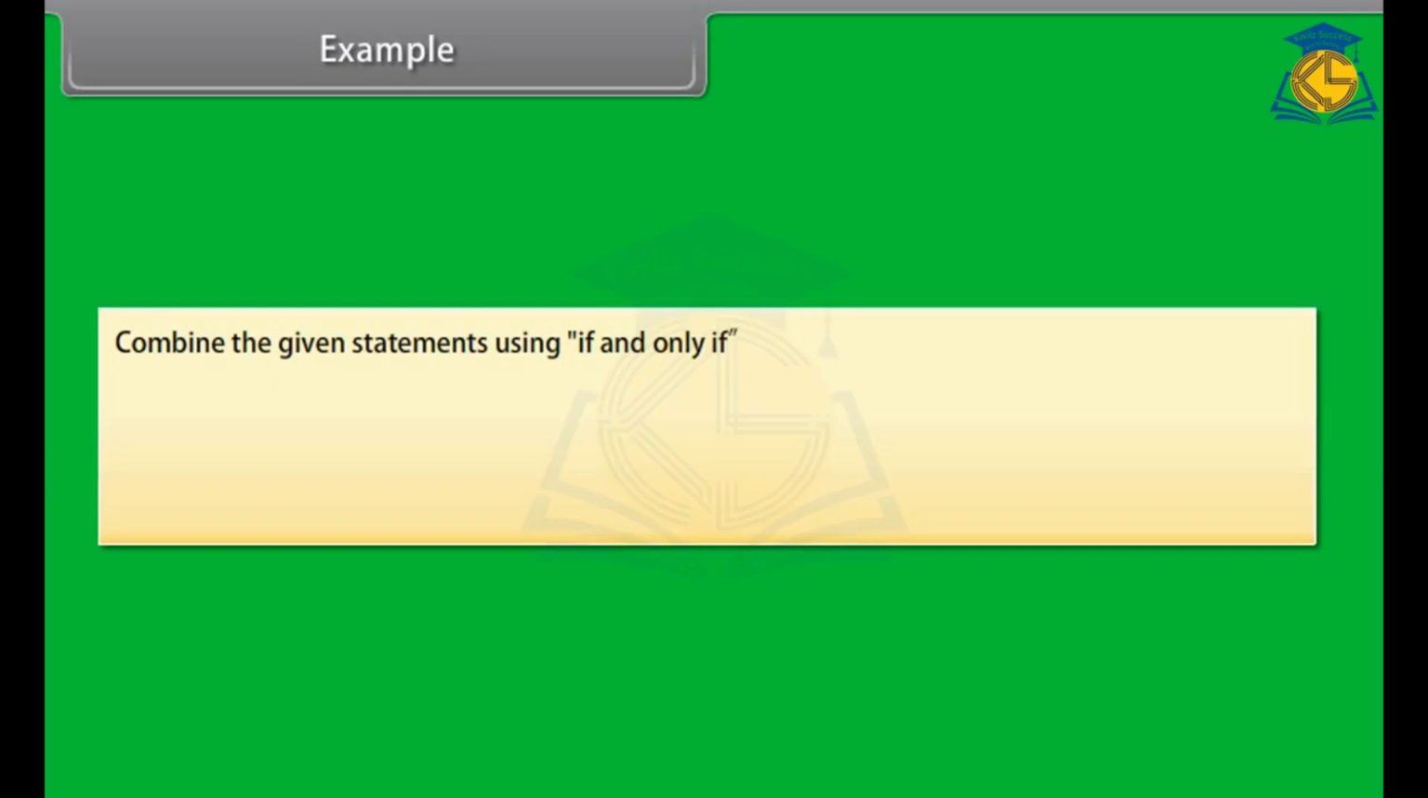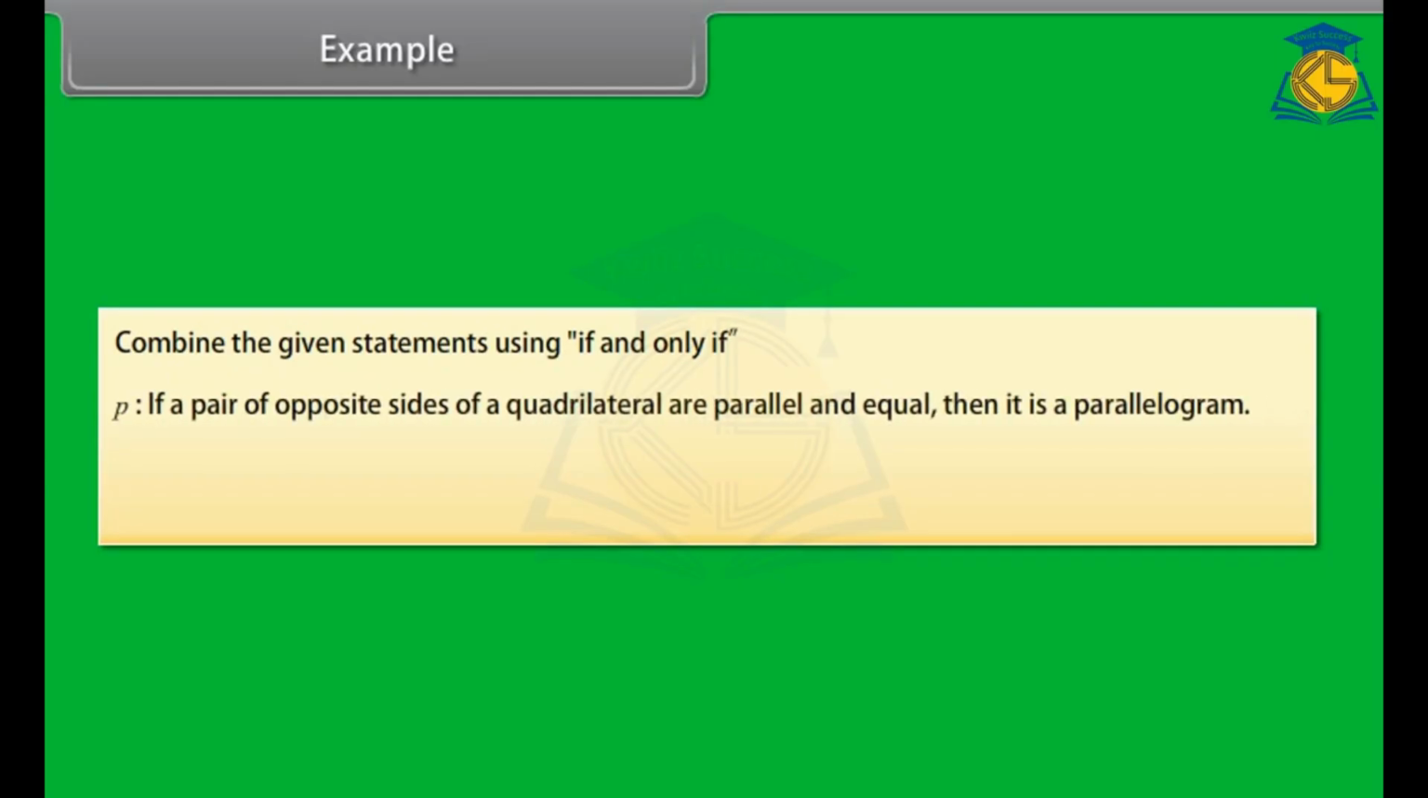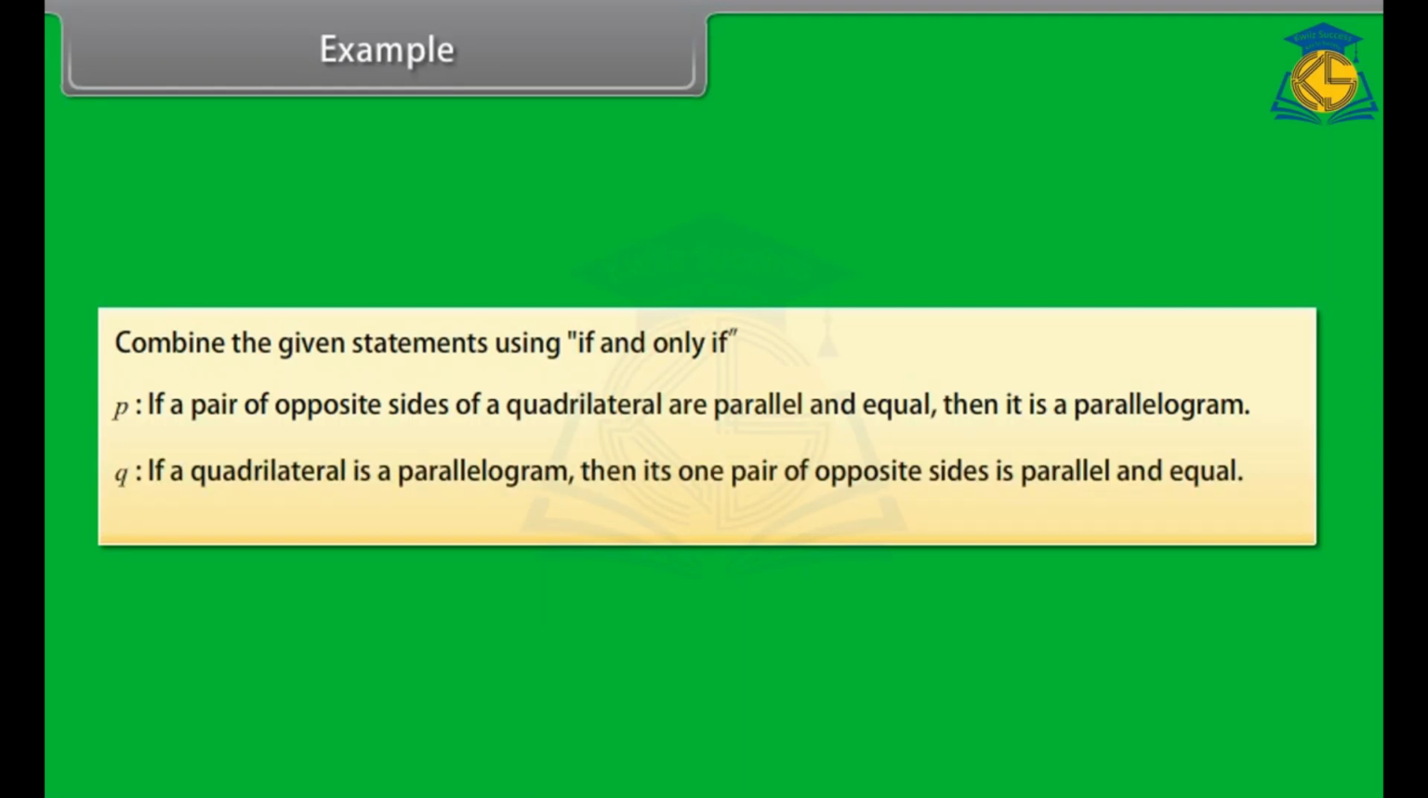Example. Combine the given statements using if and only if. P is a statement that if a pair of opposite sides of a quadrilateral are parallel and equal, then it is a parallelogram. Q is a statement that if a quadrilateral is a parallelogram, then its one pair of opposite sides is parallel and equal.